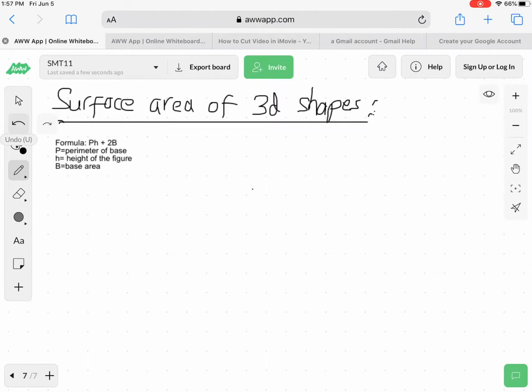Hello and welcome back to the continuation of our first topic, the surface area of 3D shapes. Continuing on from our last video, we will be figuring out how to calculate the surface area of a cylinder and a triangular prism.